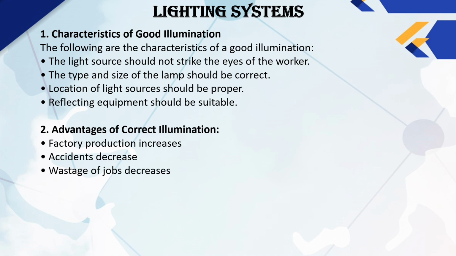Third, wastage of jobs decreases. Correct illumination minimizes the wastage of jobs by enabling workers to see clearly and perform tasks accurately. Good lighting reduces errors and rework caused by poor visibility, leading to higher quality output and better resource utilization. This efficiency ultimately saves time and materials, contributing to a more productive work environment. So, mao na siya ang advantages of correct illumination.